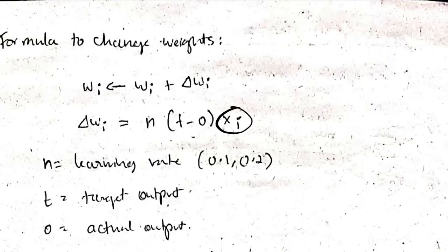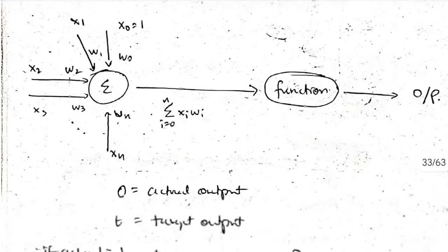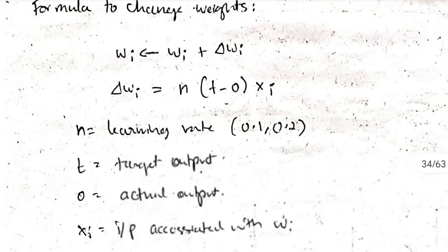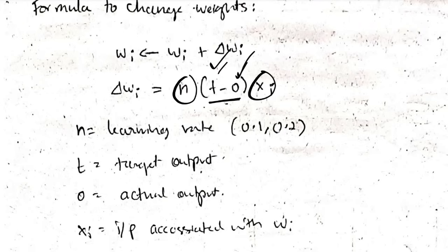What is xi? The initial input, right? This is the xi value I have represented here, that you will be multiplying with (t minus o). t minus o means target minus obtained value, how much you wanted and how much you got. Subtract them and multiply with the input, and then multiply with n. n is nothing but the learning rate.